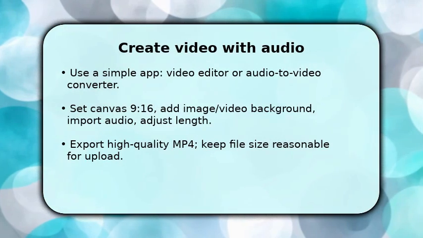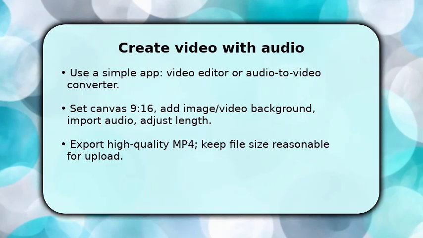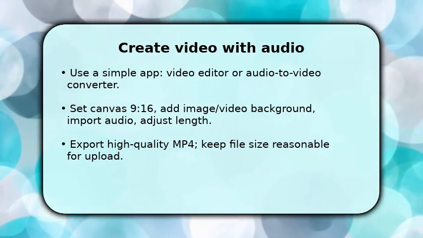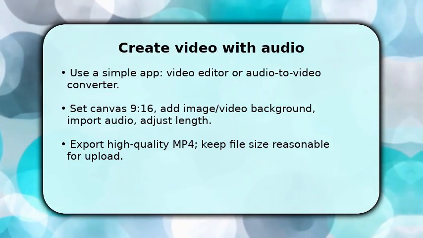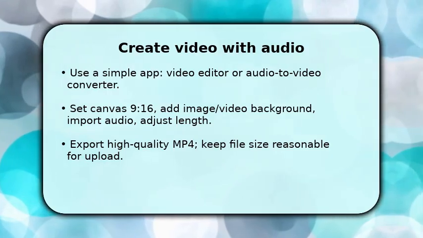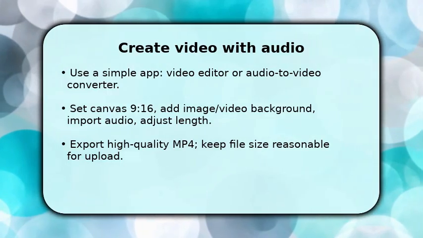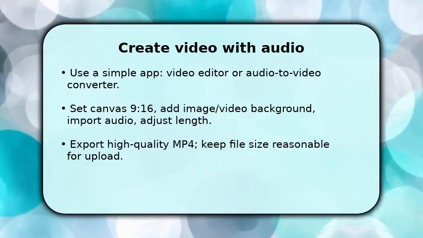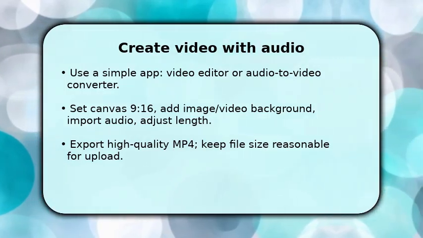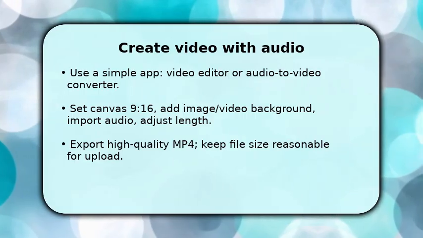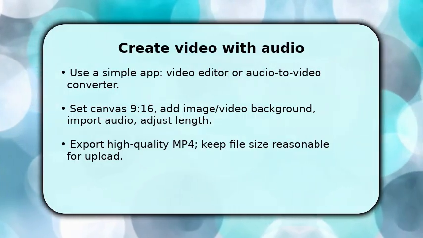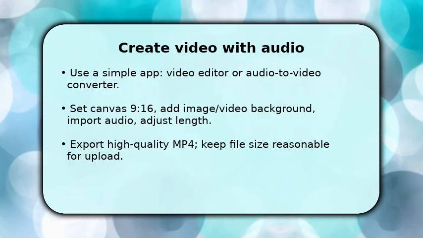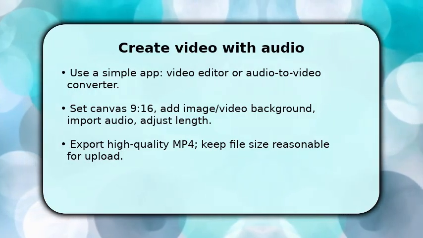Start a basic video editor, create a 9:16 canvas for full-screen status presentation, and import either a photo or short looping clip as the visual layer. Then import the trimmed audio and align it so the clip duration matches the audio. Fade out if needed to avoid abrupt cuts. Once aligned, export as MP4 at moderate bitrate to balance quality and upload.